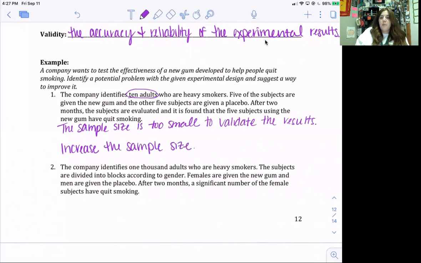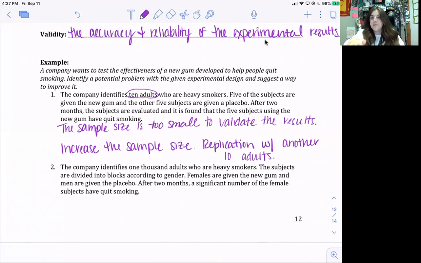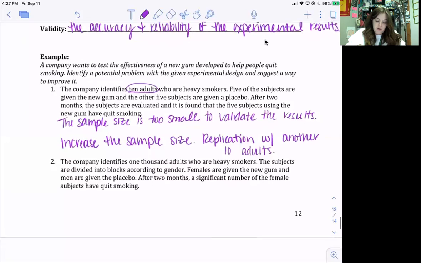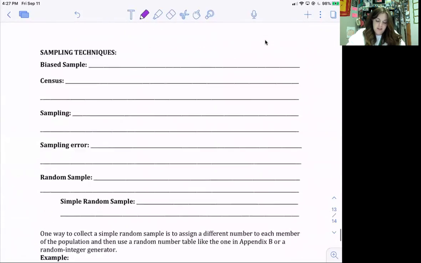Okay. Another option is we could do replication with another 10 adults. Okay. Now, again, since that sample size is small, you're more than likely going to get the same results, but can we validate that that's enough? So if you had to choose between the two, it'd be better to just increase the sample size. So that way you know you have enough information to say that it's true. Okay, I want you to try number 2 and number 3, and we'll talk about it in class.